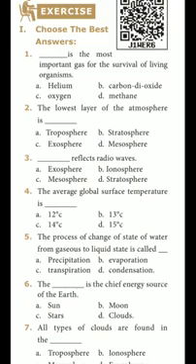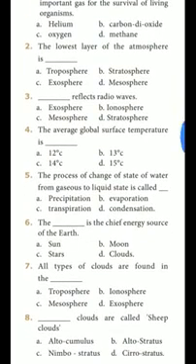Fifth question, the process of change of state of water from gaseous to liquid state is called dash. Option A, precipitation, evaporation, transpiration, condensation. Among this, which is the correct answer? Option D, condensation. Okay.